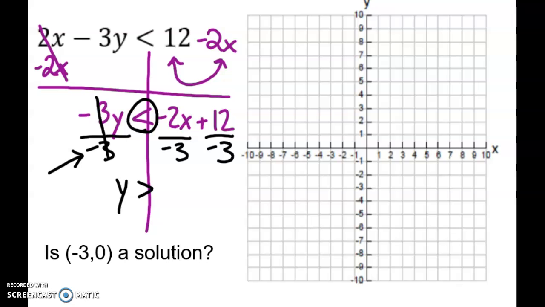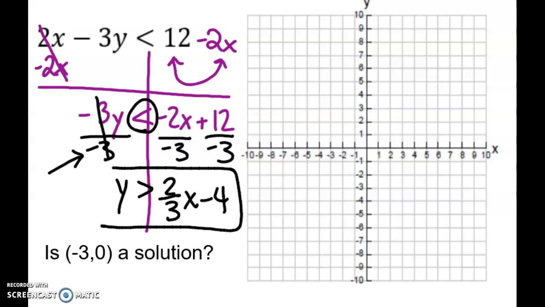Now let's divide the other side. Negative 2 divided by a negative 3, a negative divided by a negative makes it positive 2/3. And 12 divided by negative 3 is a negative 4. So now we have the equation in y equals mx plus b form. Here is our m, our slope, and here's our b, our y-intercept.